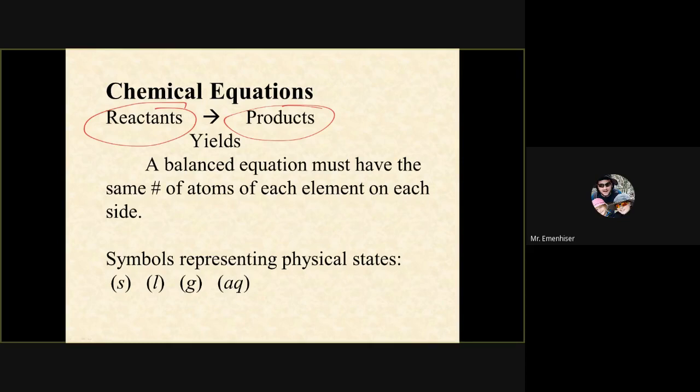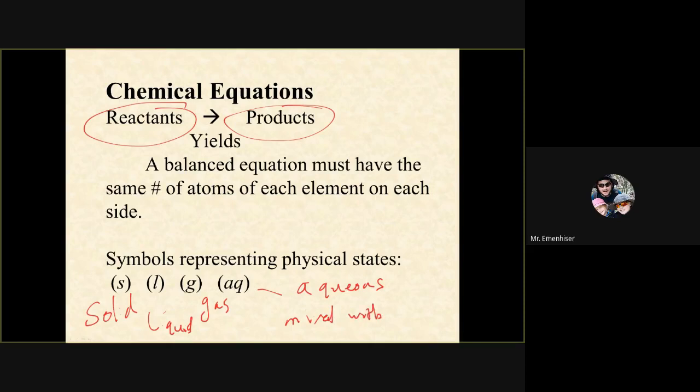And then we have symbols to represent physical states. This is a solid, lowercase l for liquid, G for gas, and then AQ is aqueous, which I think I can spell that, and that means that it's mixed with water.